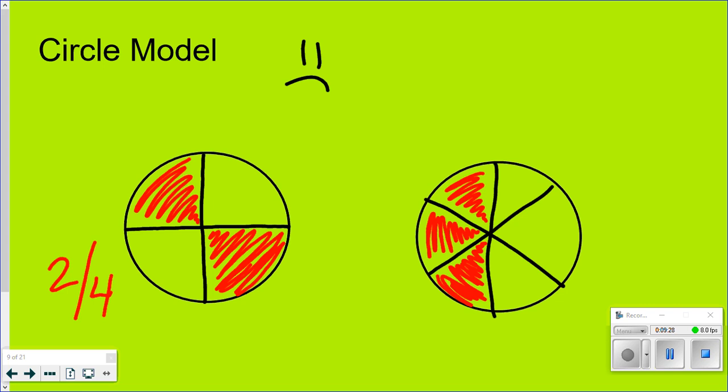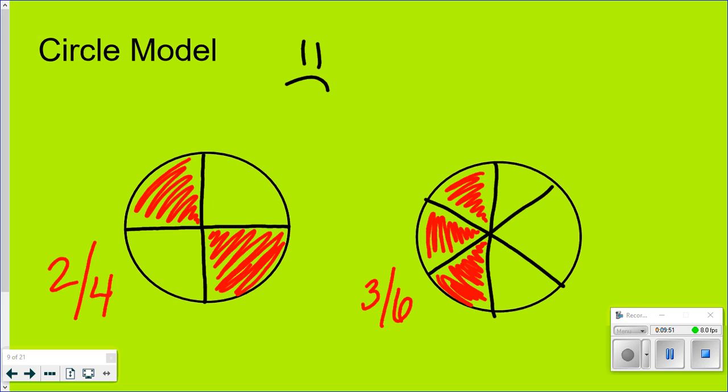The pieces I colored in might look different than the pieces you colored in. Does that mean we have different fractions? No. Miranda, what is the fraction that matches my model? 3/6. You should have that fraction written beside that model.